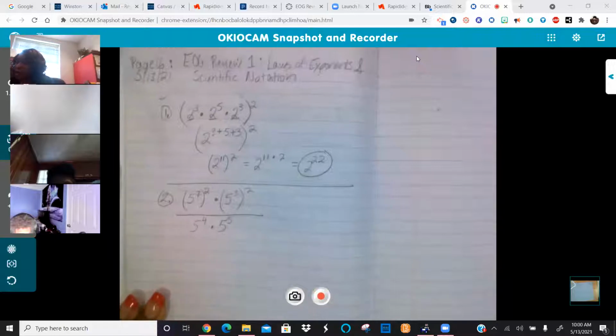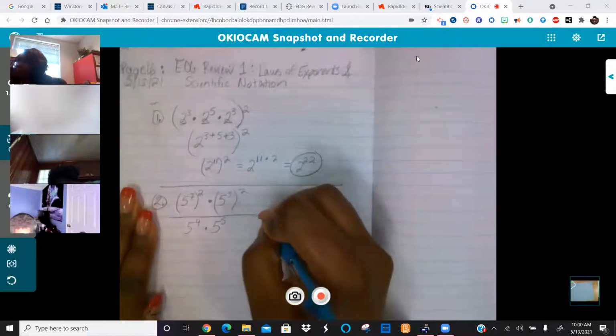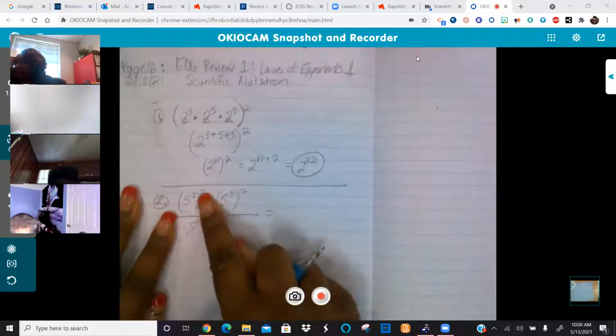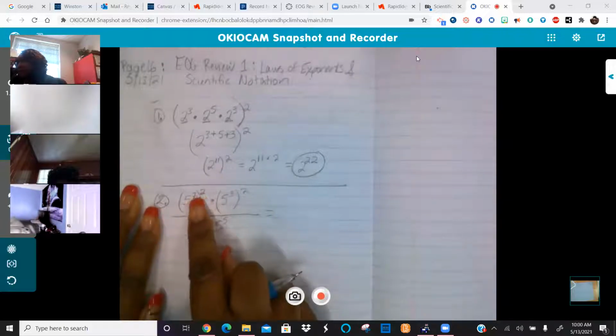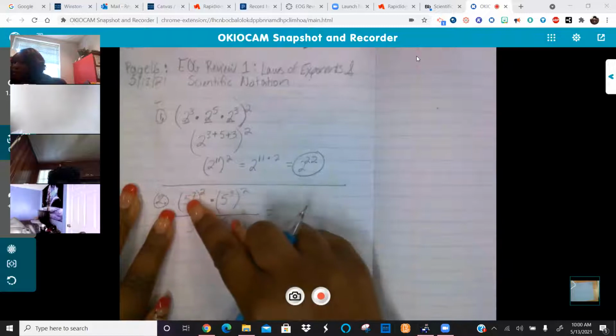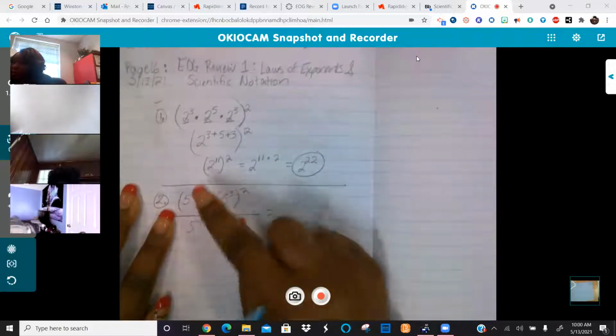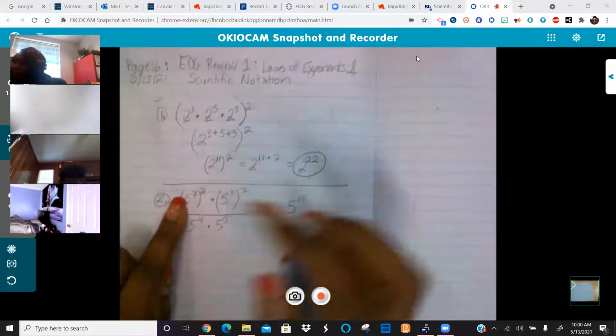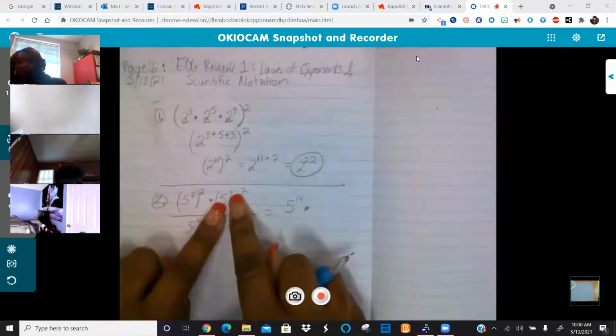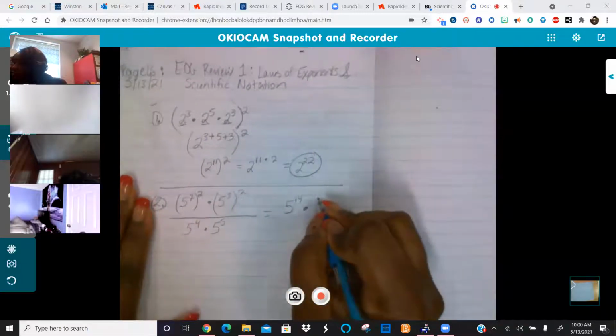Okay, so let's see if we can do this. First things first, let's simplify the top. We have power over power here. What are we going to do to simplify this? We have a power raised to another power. What do we do with these exponents? Very good. Let's multiply. What's 7 times 2? 14. So we got 5 to the 14th power here. Times, what are we going to do with these exponents here? This is another power of a power. Multiply. So that's 3 times 2. What's 3 times 2? 6.